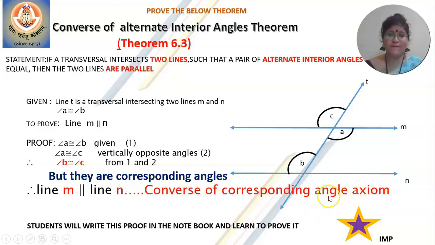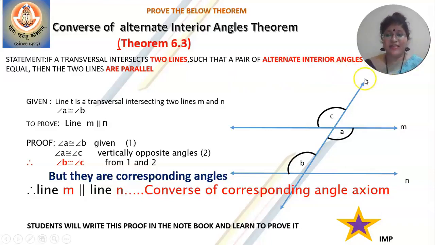So students, we are doing the alternate interior angle theorem. But in this theorem, we are making use of the converse of the corresponding angle axiom. Okay, so we are taking the help of this axiom to prove this theorem. I hope it is clear. I want you to understand this, make a note of this and write it down.